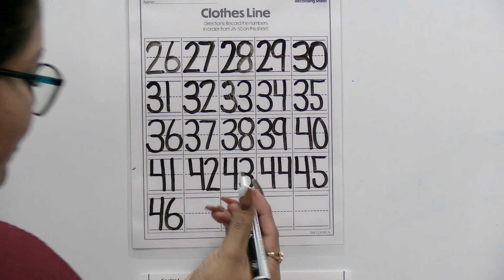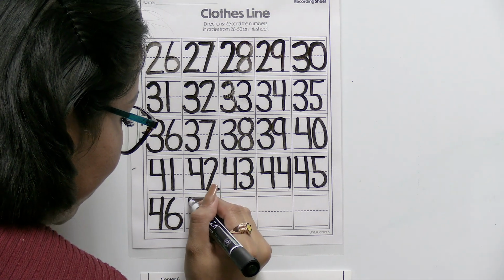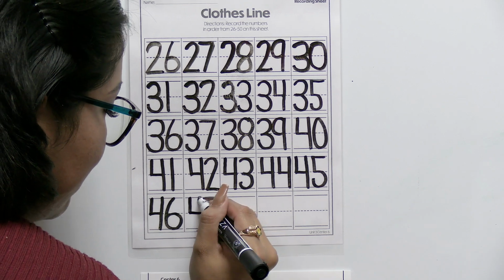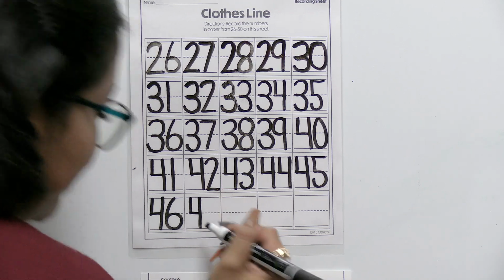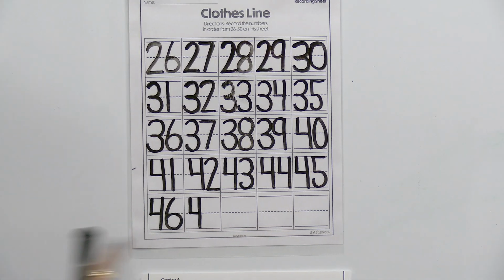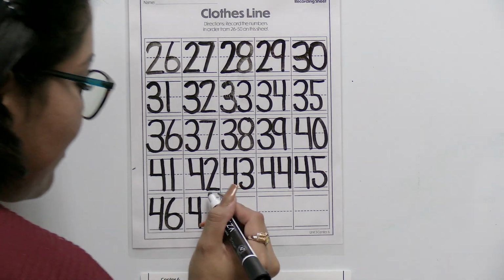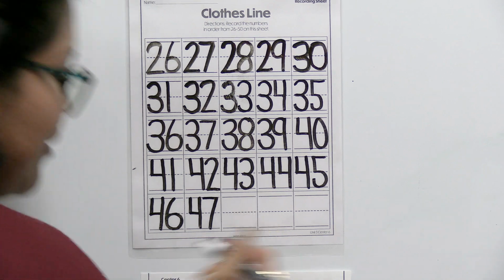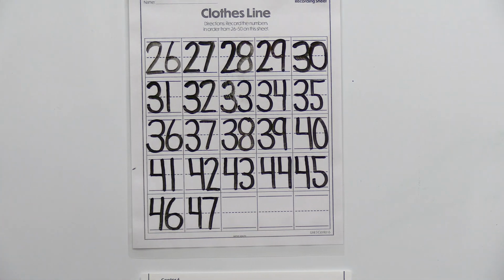Okay, what comes next? 47. So let's start with the number 4, starting with the top, stop at the dotted line, go across, and then start at the top and go straight down. 4. Next we make a number 7. So starting at the top, go across, and then come down. 47.